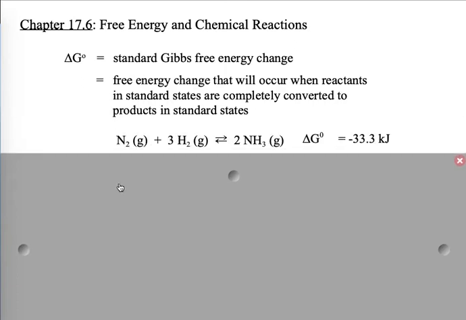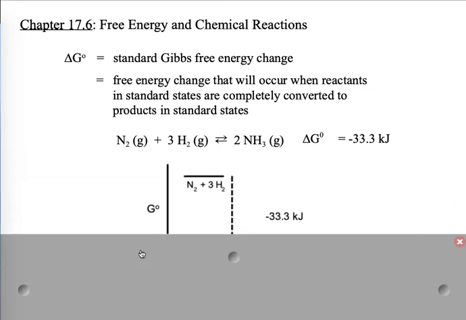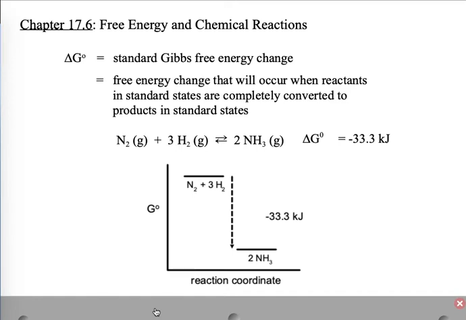So, for example, if we consider nitrogen and hydrogen reacting to form ammonia, as written, this has a standard Gibbs free energy change, delta G naught, of negative 33.3 kilojoules per mole of reaction. What that means is that if I were to take 1 mole of nitrogen and 3 moles of hydrogen in their standard states and completely convert them to 2 moles of ammonia, even though I couldn't actually do this, that system would release 33.3 kilojoules of energy. Or we would say that 33.3 kilojoules are available to do useful work.